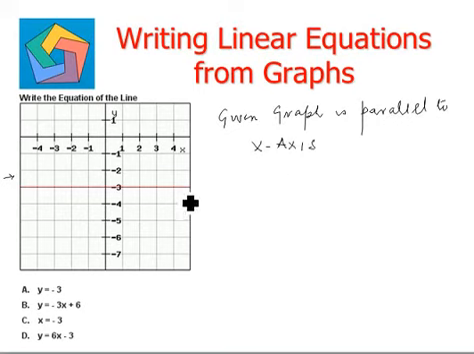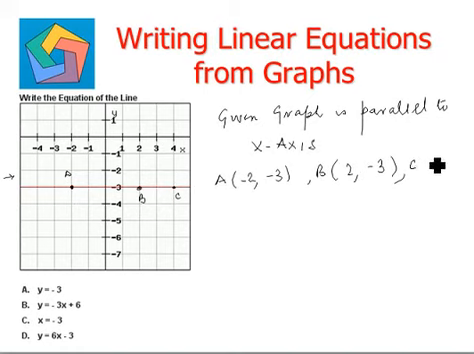In such cases, we see that the value of y is not changing. Let's take some points. Let's take this point A. The coordinates of A are negative 2 comma negative 3. Let's take this point B. B has the coordinates 2 comma negative 3. Let's take another point C over here. C has the coordinates 4 comma negative 3. So if we see here, our value of y is the same.